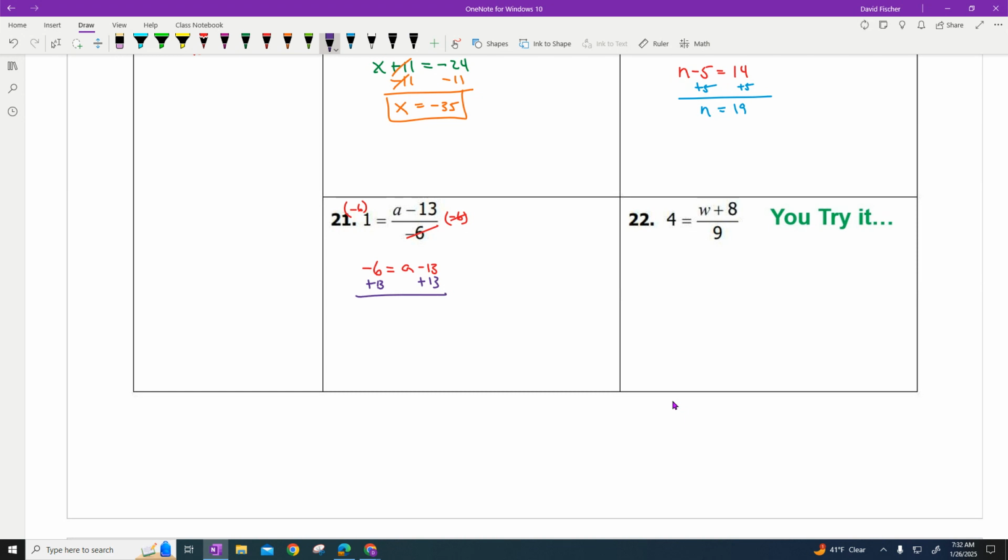Now this is what I'm talking about. I'm on my last step. I want the a, so I'm just going to put that a over here, because now I got it by itself, and I don't want to have to keep rewriting it. Here I got negative 6 plus 13. I got more positives than negatives, and I know 13 take away 6 is a positive 7.